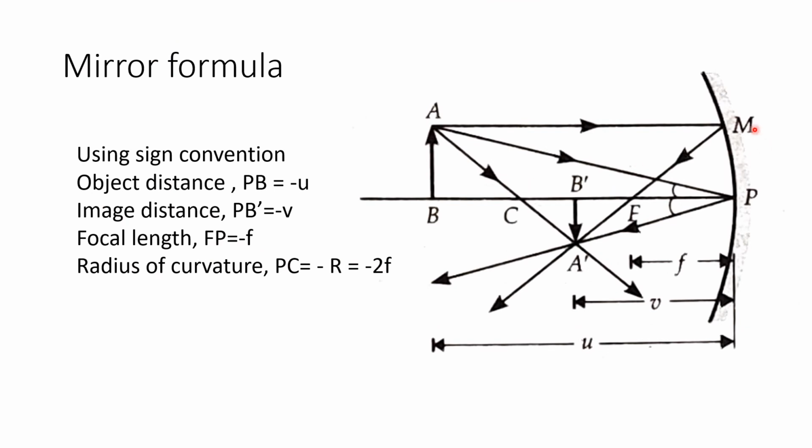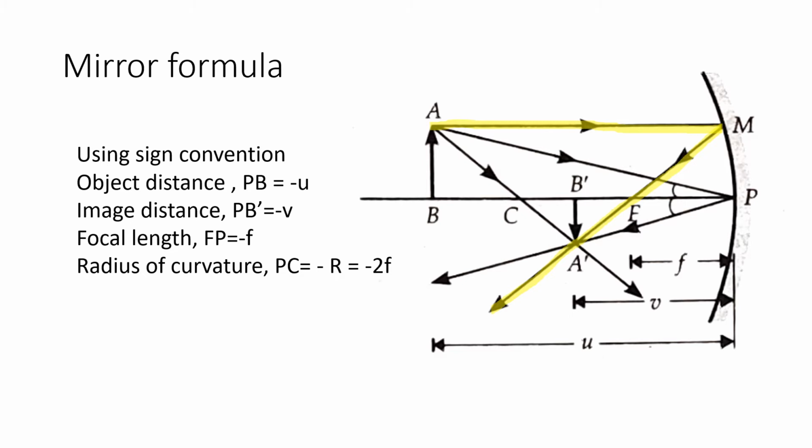Now consider you have a concave mirror. This is your concave mirror. Now consider an object. This is your object AB. Now let us consider the first ray which moves from the point A. It goes from left to right direction. It strikes the mirror, and after reflection it will pass through the principal focus F, and it will move in this direction. So this is your first ray.